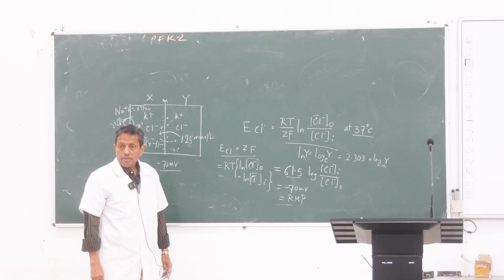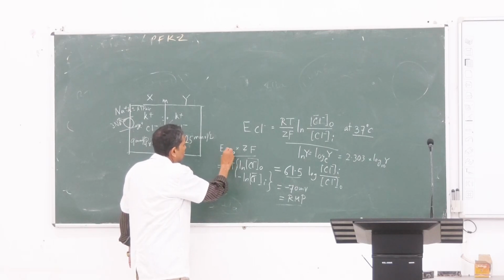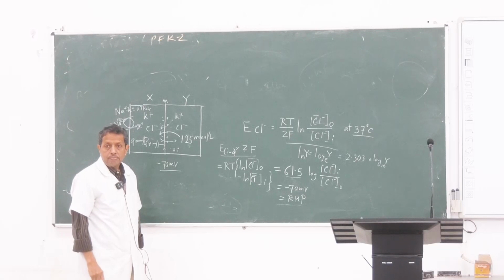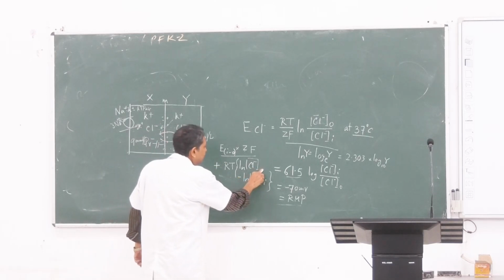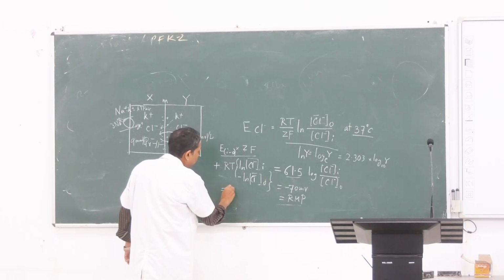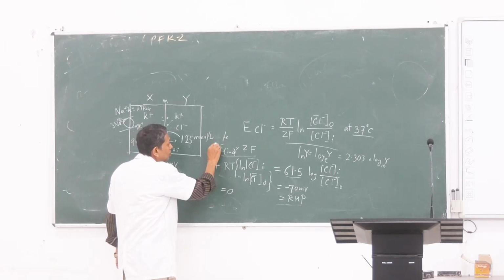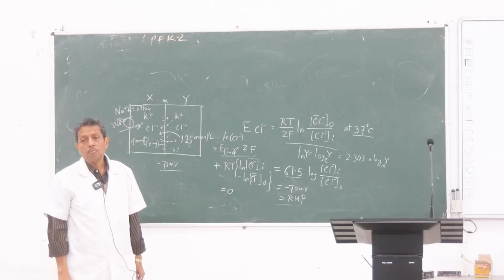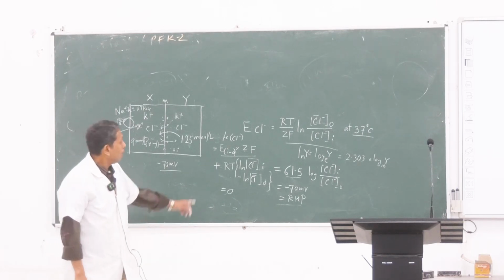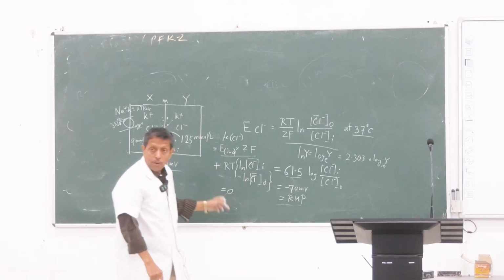RT ZF multiplied by this potential difference, that is I minus O, you may consider for better understanding. If you take this value to this side and change this, it will be mu, and it will be equal to mu chloride. Clear? These equations can be solved in this condition, when they are considered equal.